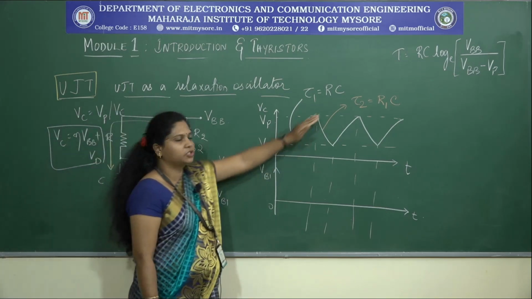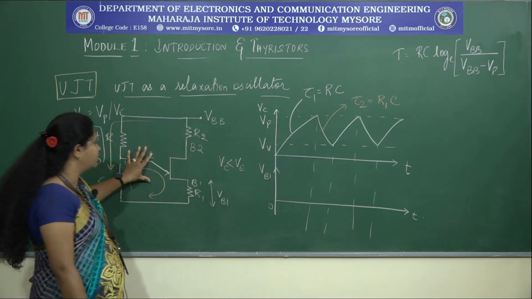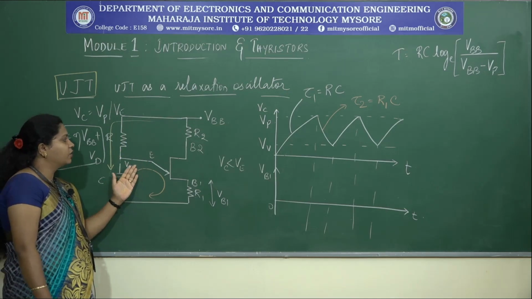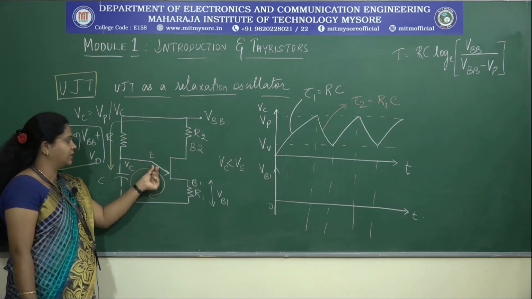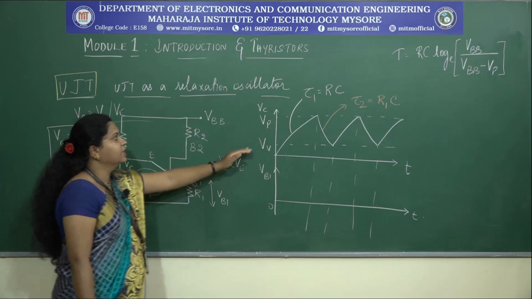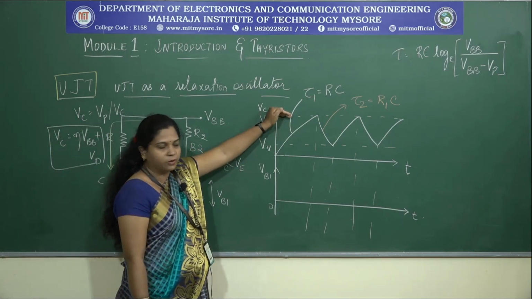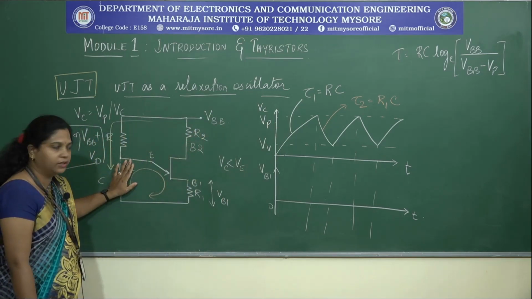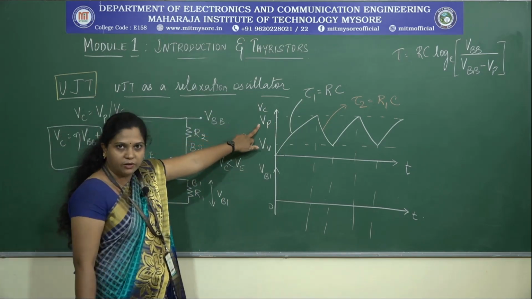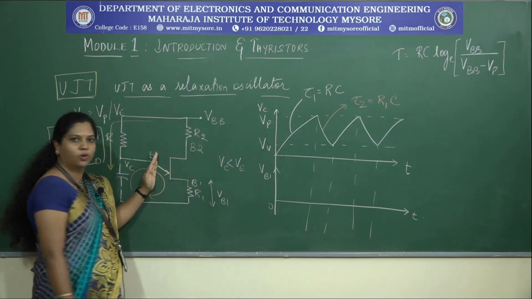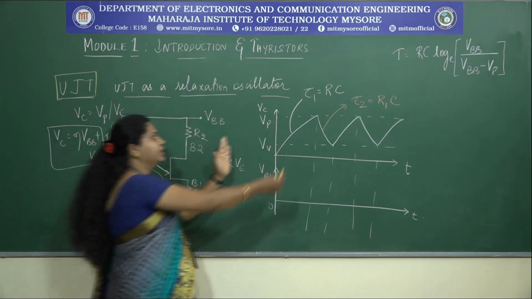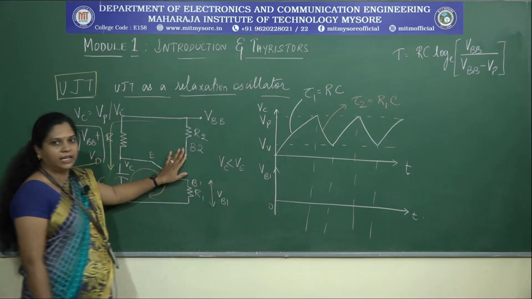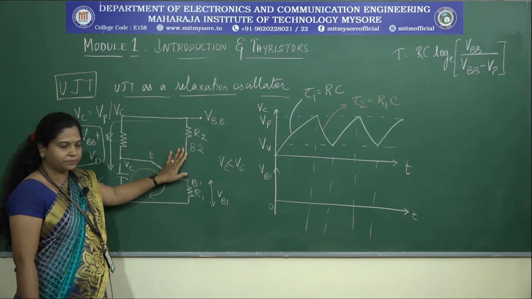So, while charging of the capacitor, if you observe here, the capacitor is being charged. Here it is not going to release any voltage across the capacitor, and hence it is not going to reach its peak value. And we know that if the emitter voltage is not reaching this peak value, the UJT will not go to its on state. So, during this part of the charging of the capacitor, the UJT is in its off state.